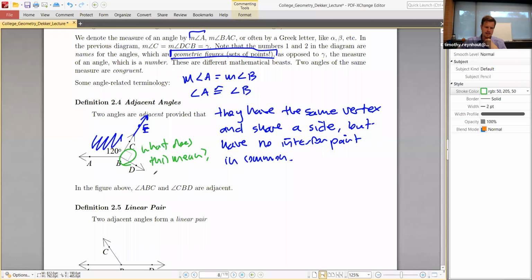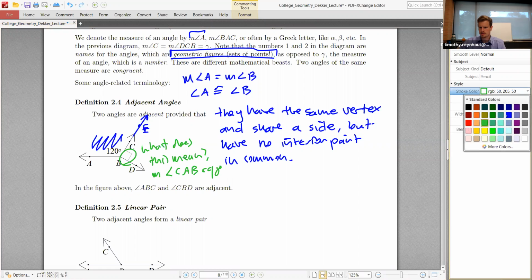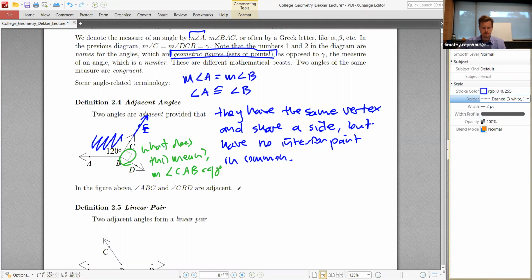Of course, that is the measure of angle CAB is 90 degrees. That's what that's referring to there. So whenever you see the square, you're talking about a 90-degree angle, or you're clarifying that it is a 90-degree angle.